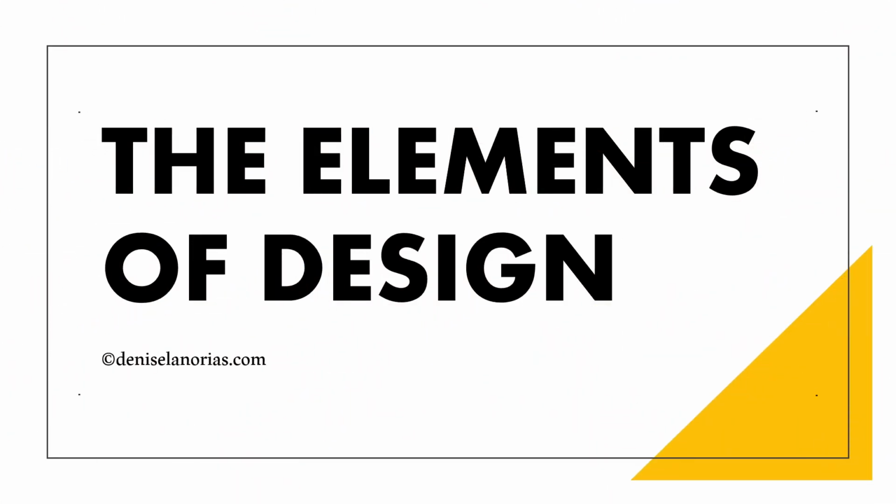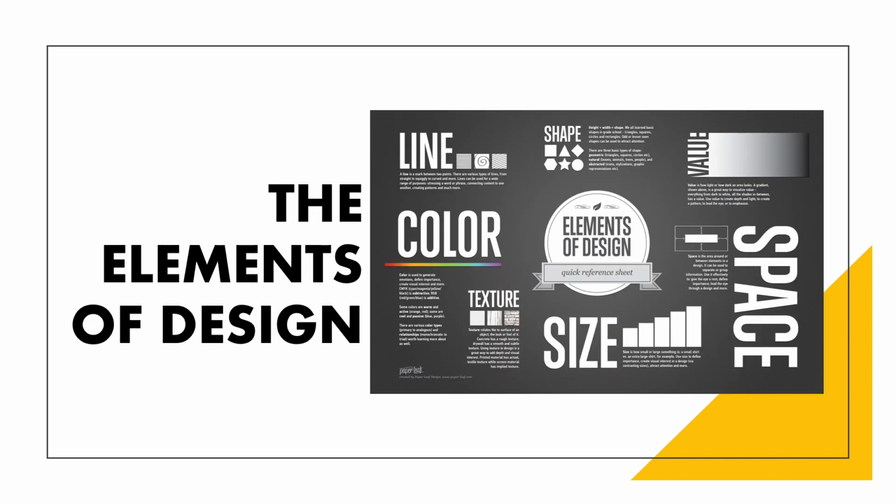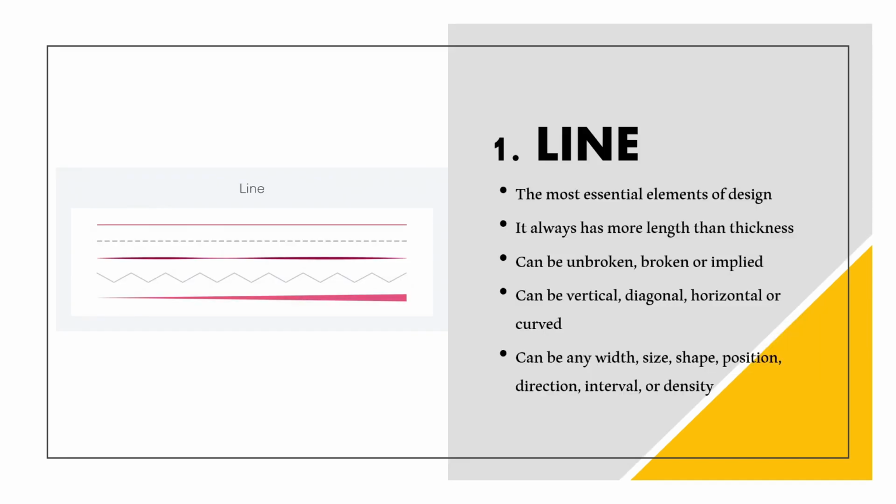Okay, so for the first part of the series of tutorials on design, let's talk about the elements of design. So what are the elements of design? We have line, color, these are the basics, okay? The basic elements of design: line, color, texture, size, space, shape, and we also have forms, okay? The first element of design is line.